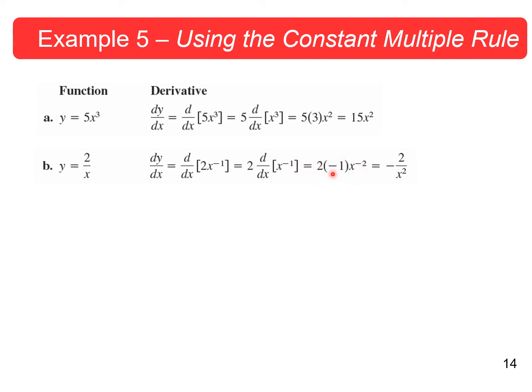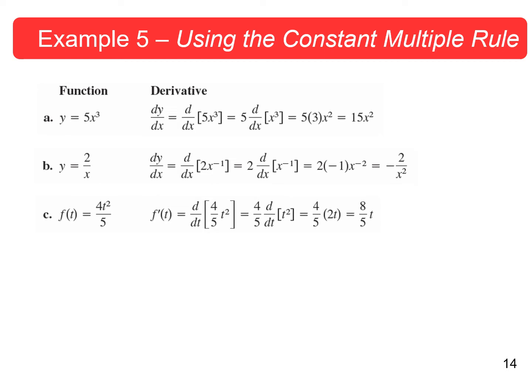And then simplifying this, you have negative 2. And then since we have a negative exponent here, we can bring that down to make the exponent positive. So the derivative of y equals 2 over x is equal to negative 2 over x squared.